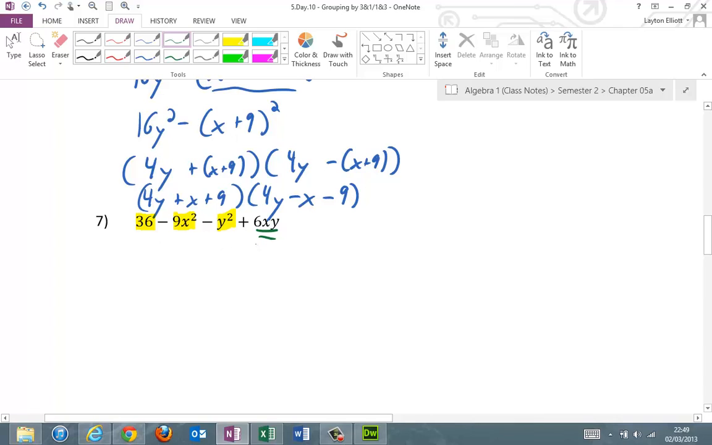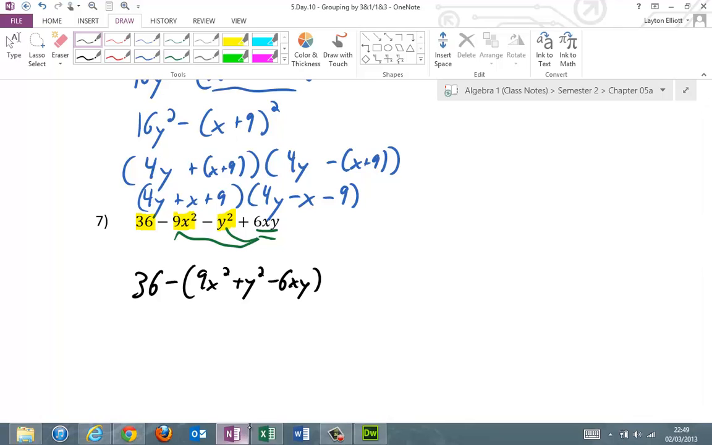Now, 36 may be tempting, but really we need to have an x and a y in there, so it's going to come from those. Now, the 36 is positive. The 36 has to come first. The minus, I'm going to pull a negative out of the rest of this. 9x squared plus y squared minus 6xy. And then I'm going to reorder that in descending order with relation to the x's. 9x squared minus 6xy plus y squared.